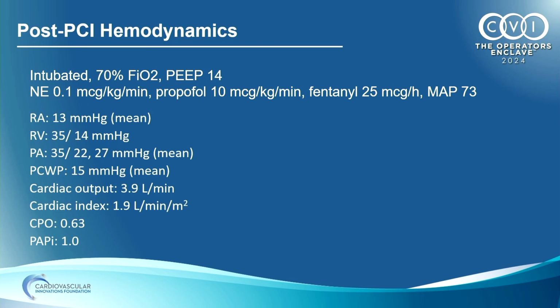Wedge is 15, index is 1.9. This is with 0.1 of levo and a balloon pump, CPO and PAPi there, as mentioned. So again, at that time, there's a concern that any escalation would not be accommodated given the patient's vasculature.